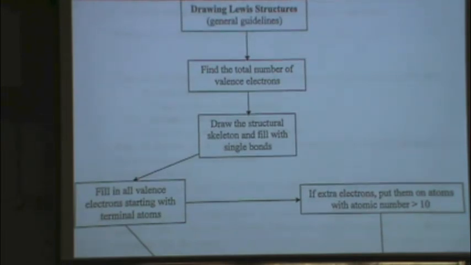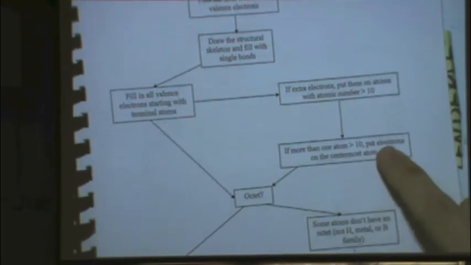Then you use the total number of valence electrons to fill in the rest of the electrons. What I like to do is start on the outside of the molecule and work my way in. So I do center atoms last, and I do what I call terminal or outermost atoms first. Those are the easiest, I think, to start with. There can be some issues when you end up with too many valence electrons. I'll talk about that later.